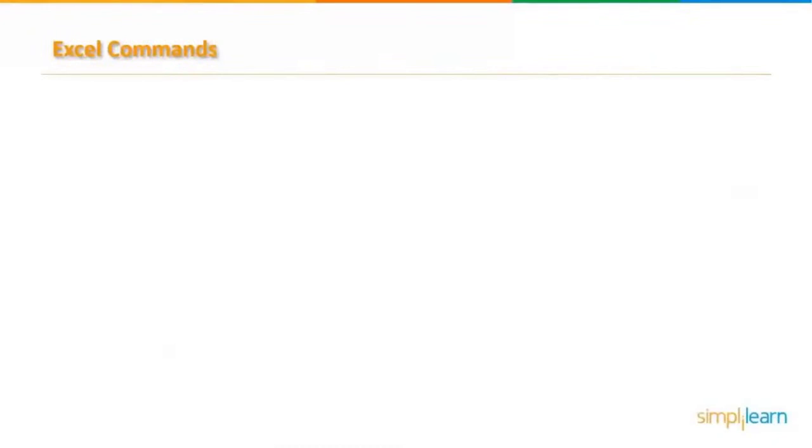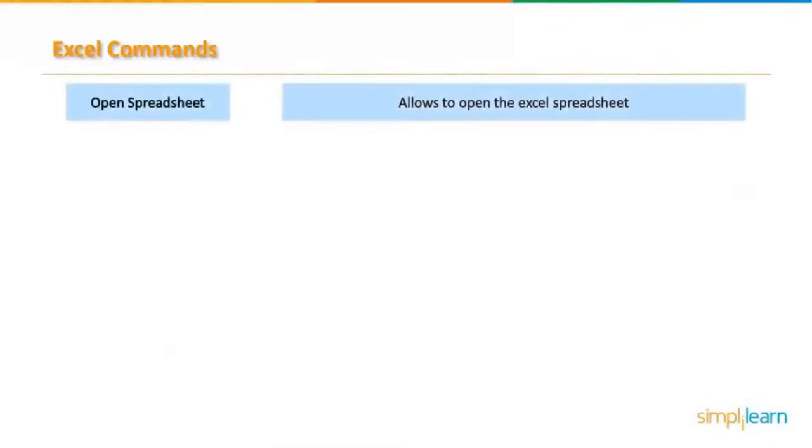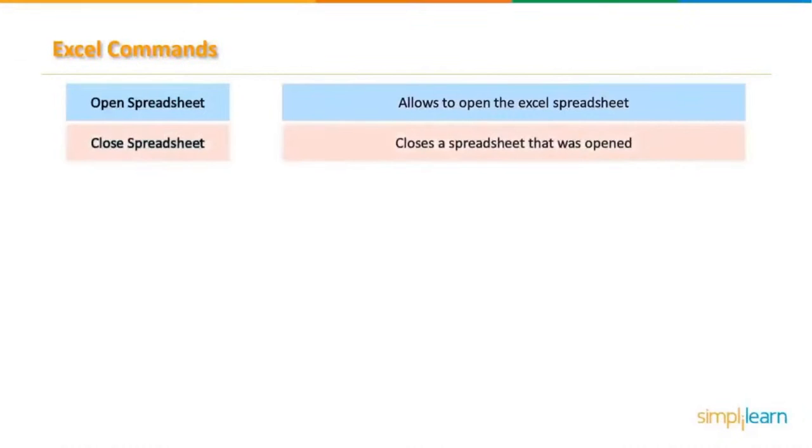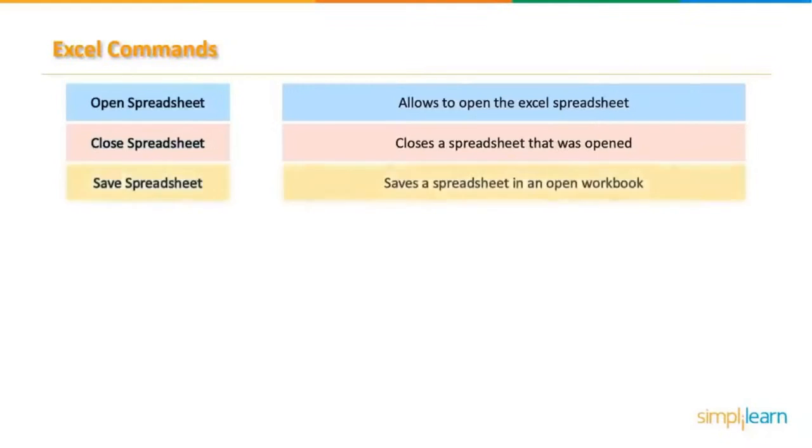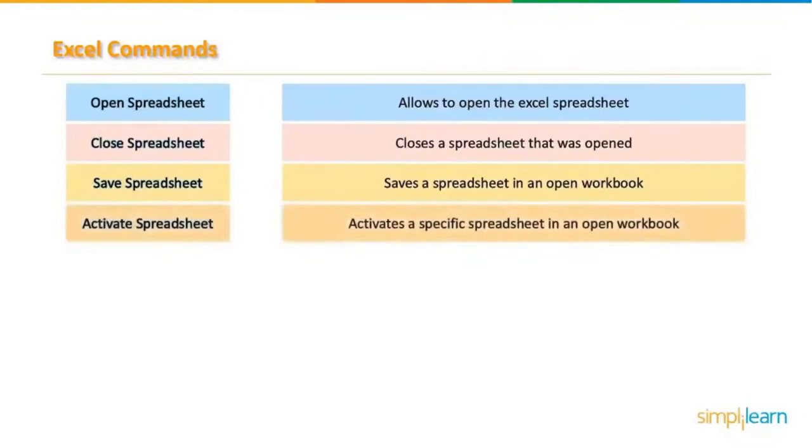Some of the Excel commands are Open spreadsheet. This allows you to open the Excel spreadsheet. Close spreadsheet closes a spreadsheet that was opened using the open spreadsheet operation. The Excel command identifies the spreadsheet using the same session name as the one used in the open spreadsheet operation. Save spreadsheet. This command saves a spreadsheet in an open workbook. Activate spreadsheet activates a specific spreadsheet in an open workbook. It specifies whether to activate the sheet by index or sheet by name.